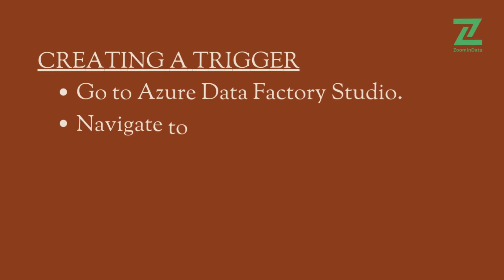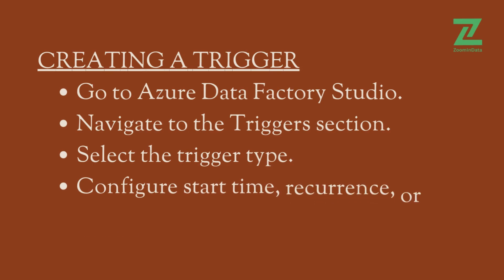To create a trigger, go to Azure Data Factory Studio and navigate to the Triggers section. Select the required trigger type and configure the start time, recurrence, or event conditions. Once configured, the trigger can be attached to one or more pipelines.